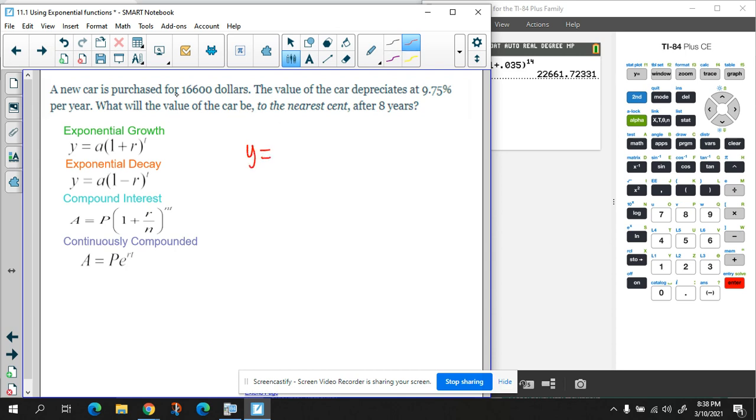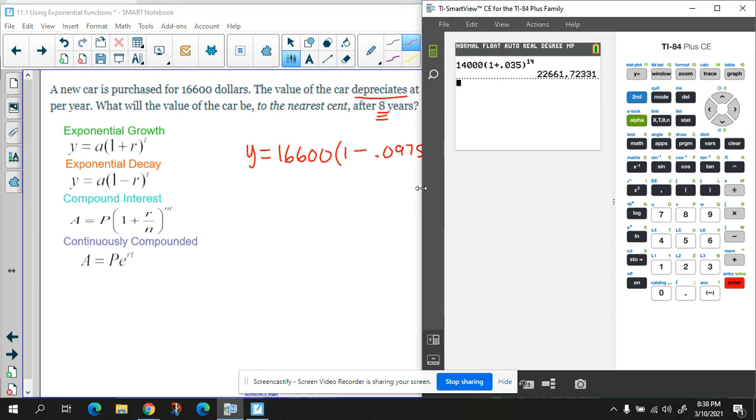Using the amount or initial value of 16,600. 1, remove because of the depreciation. Change your percent into a decimal. Move your decimal 2 to the left to change it. So 0.0975. And how long of time goes by? T for time, 8 years here.